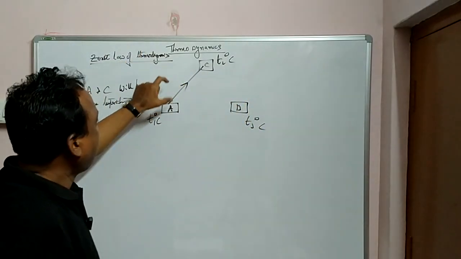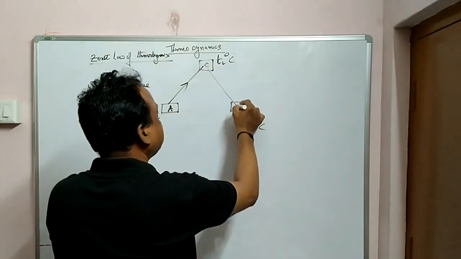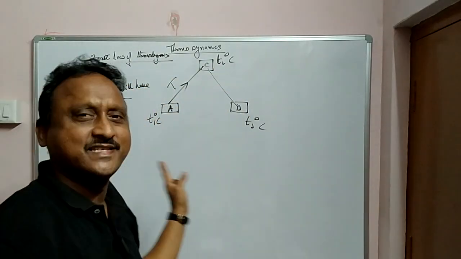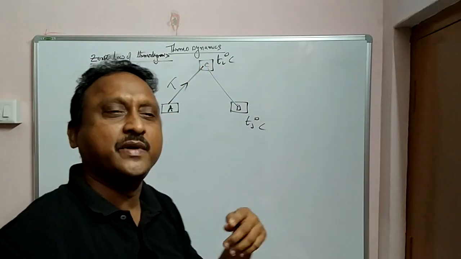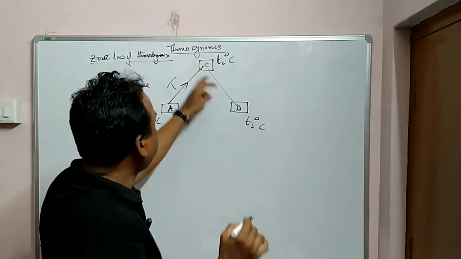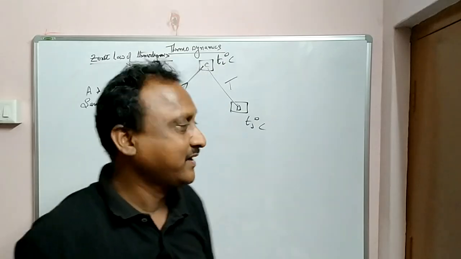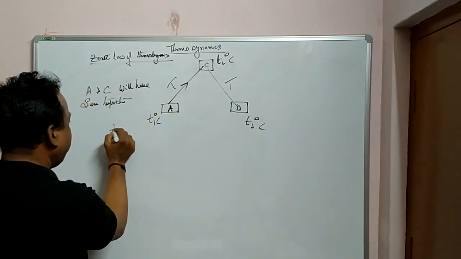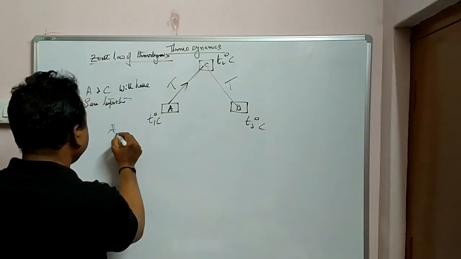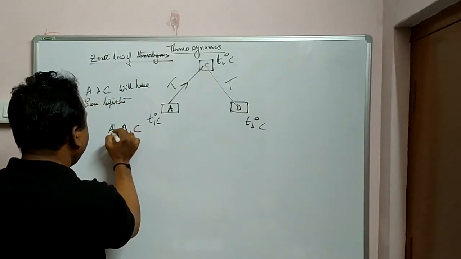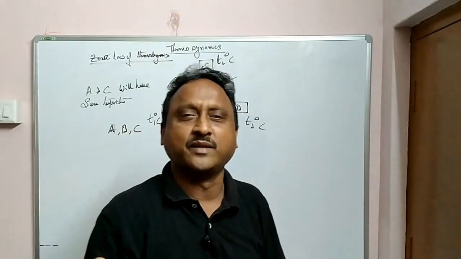Now what will I do? I will take C away separately, and now I will join it with B. After some time, B and C will again be in thermal equilibrium, meaning the temperatures of these two will again be the same. So what does it mean? In other words, A, B and C, all the three will be at the same temperature. That means A, B, C are in thermal equilibrium.